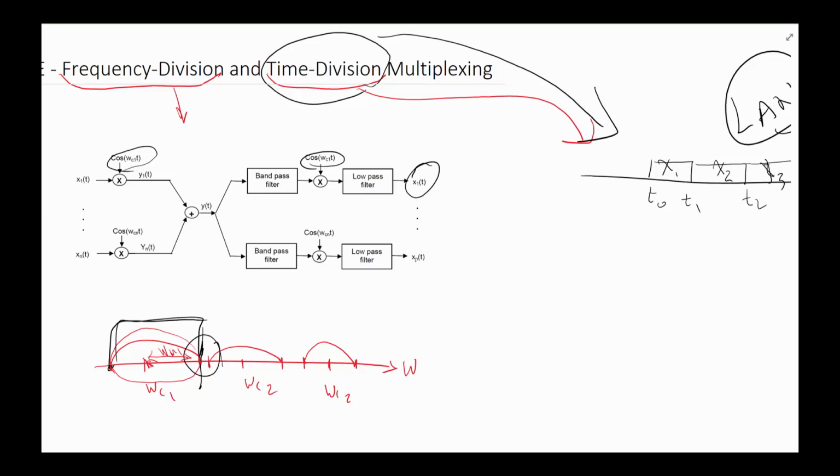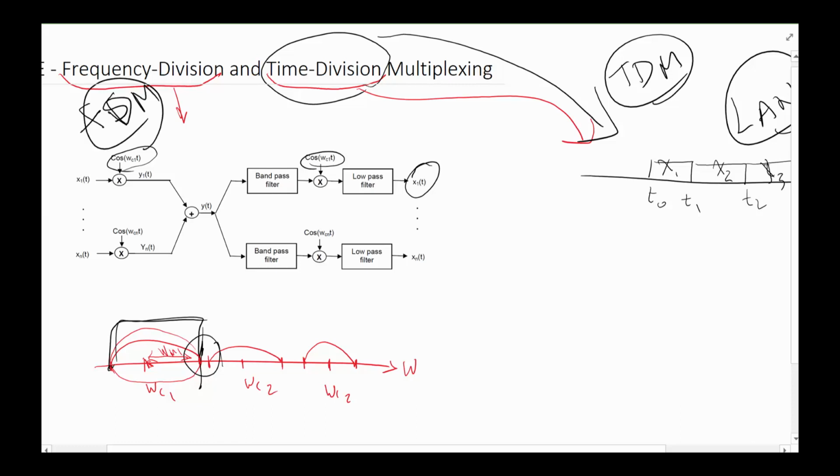So TDM, or time division multiplexing, is where the time axis is taken. So this would be TDM, time division multiplexing, and this is frequency division multiplexing, where you basically take the frequency spectrum and divide it up. That brings us to the end of this video.